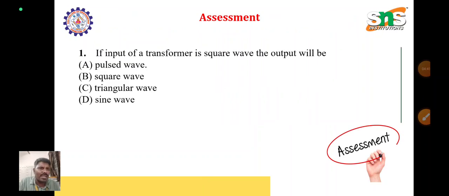Here is an assessment. If the input of a transformer is a square wave, will the output be the same square wave, a pulsated wave, a triangular wave, or a sine wave? What will be the output of the transformer when the input is a square wave?